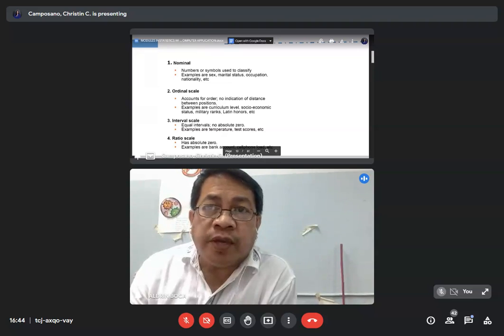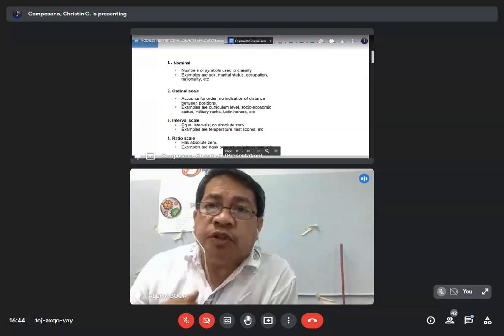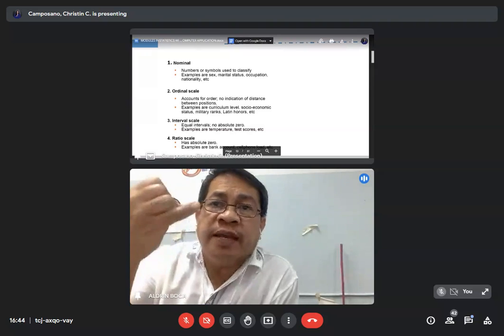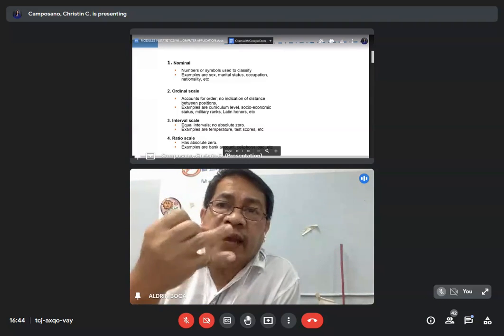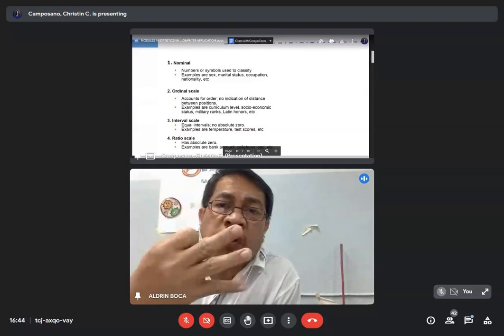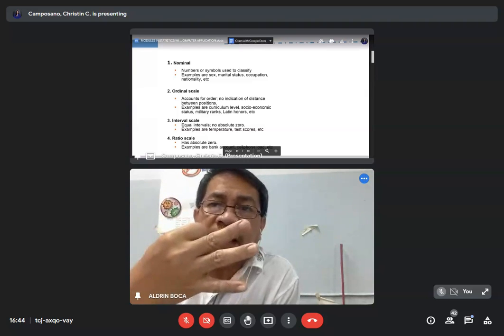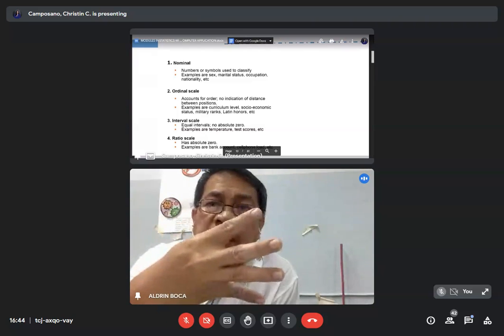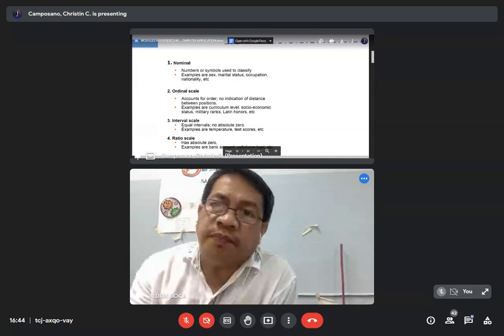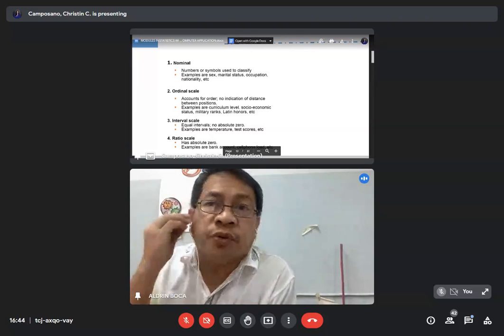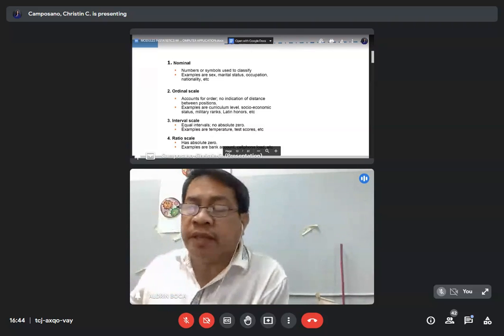Okay. Now, the fourth level of measurement is ratio. In here, the properties of labeling, ranking, and detection of distance between positions or differences. And now, this time, the fourth property, zero is now absolute. Zero is now true when it comes to ratio scale of measurement.